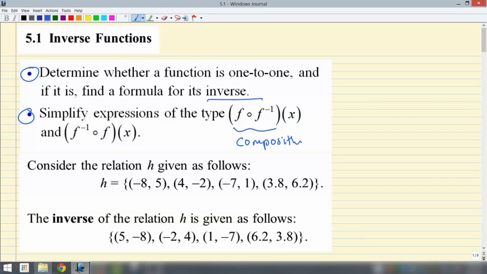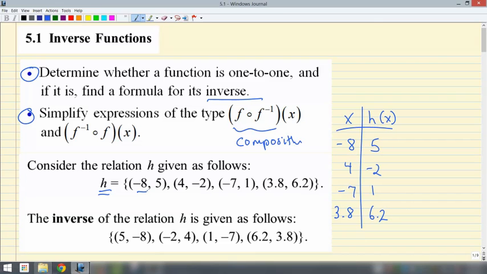So let's start out with this example. We have a relationship called H. And this is the relationship H, and if we wanted to, we could make a table of this. We could call this X and H of X. And we would have the points -8, 5, 4, -2, -7, 1, and 3.8, 6.2. These are the X coordinates, and these are the Y coordinates. And we just make a table.